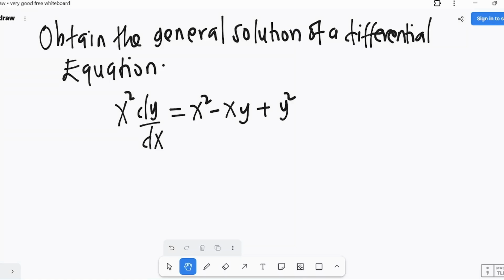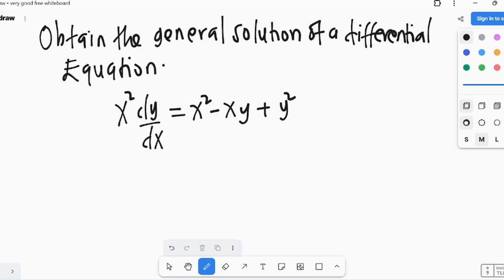In this video, we are going to obtain the general solution of a differential equation x squared dy by dx is equal to x squared minus xy plus y squared. Now, what do we do? If you look at it keenly and do a simple analysis, you realize that this is a homogeneous differential equation. So after knowing that, the next thing is to divide through with x with the highest power.